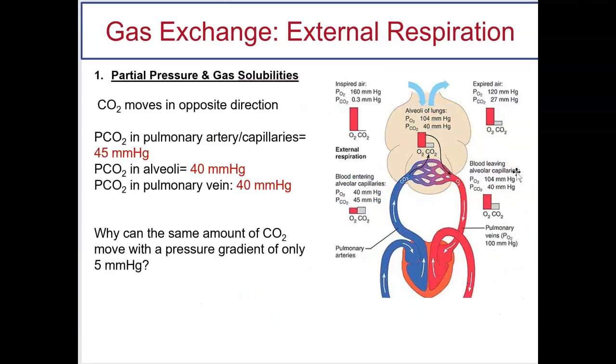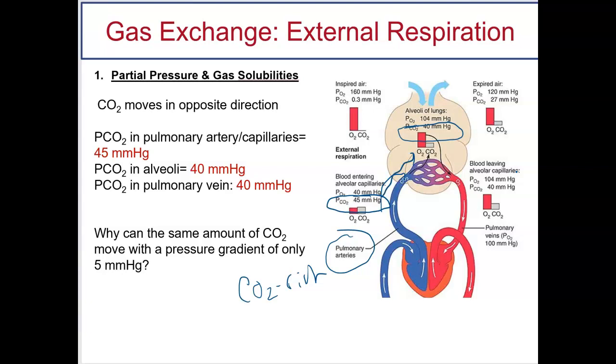Now, if we look at the CO2, it moves in the opposite direction. So we said that blood coming from my pulmonary vessels is going to be CO2 rich because it's trying to get to the lungs to get rid of the CO2. So that comes in at a PCO2 of 45. Well, remember, the CO2 in my alveoli is 40. So again, we have a difference, right? We have 45 to 40.